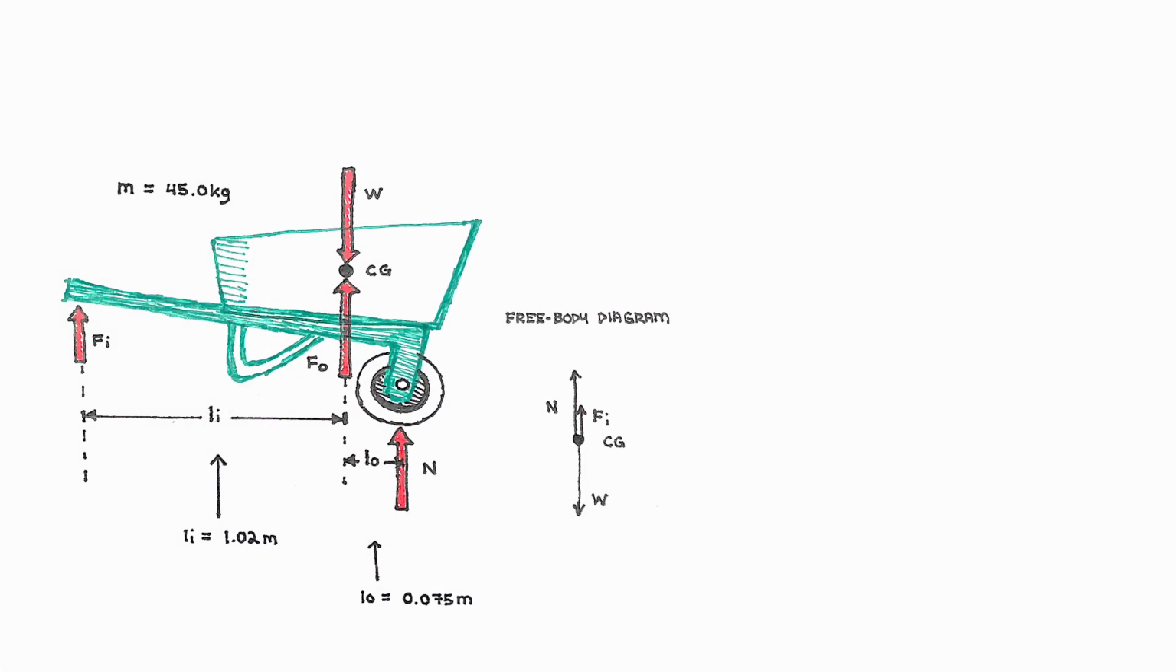Now let's apply what we know from simple machines to this wheelbarrow in this free body diagram, shown in the illustration above. The given values are the mass of the wheelbarrow, 45 kilograms, the distance from the pivot point to the input force, 1.02 meters, and the distance from the pivot point to the output force, a mere 0.075 meters. Given all these values, we're going to calculate the force exerted to support the wheelbarrow and its load.